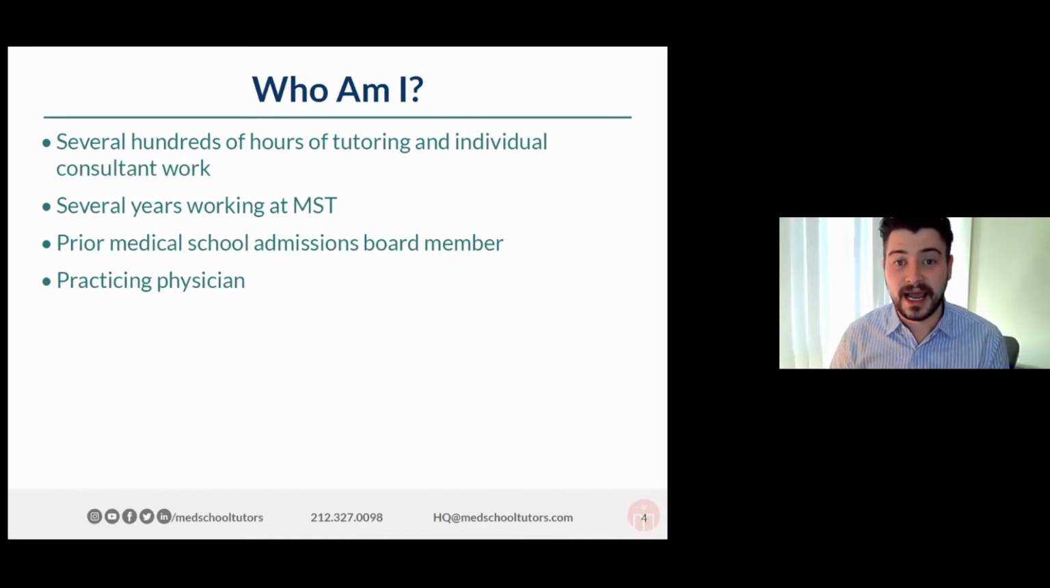And I actually am also a prior medical school admissions board member. So I've been in the room where it happens and listened to people talk about things like what made a personal statement good or not good. And I'll be drawing on some of those experiences tonight, in addition to a really robust background in writing. And then I myself am a practicing physician. I am currently based in San Francisco. I'm a chief resident of internal medicine. And I'm really excited again to be here tonight.